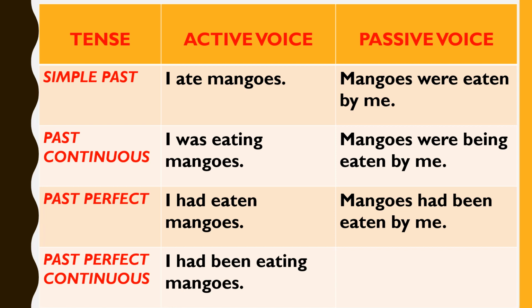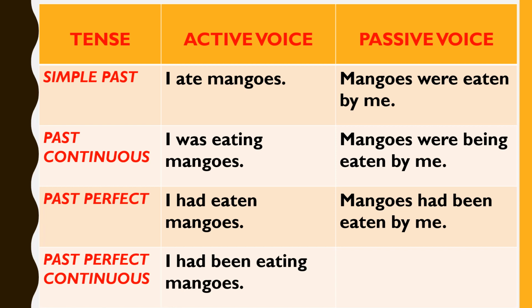You must observe the tense form. Ate is in past tense. So we must go for either was or were, the auxiliary verb to be added. But since it is plural, we are taking were. So mangoes were. Ate is changed into eaten, V3. Mangoes were eaten by me. So I is changed into me, the pronoun me. So like this, I ate mangoes is changed into mangoes were eaten by me.